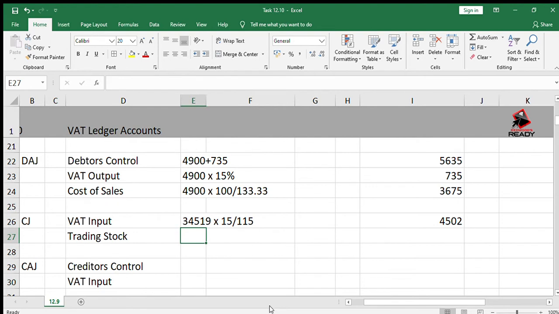And then the trading stock balance is missing. So I'm going to start with 34519, subtract the VAT, so we get rid of the VAT, and then subtract the other figures. So subtract 4320 and 1400.